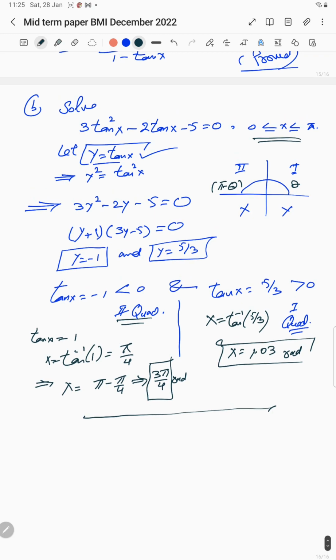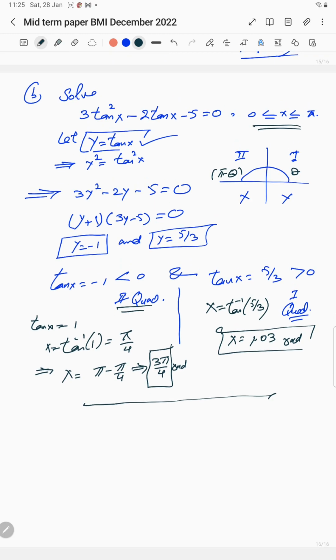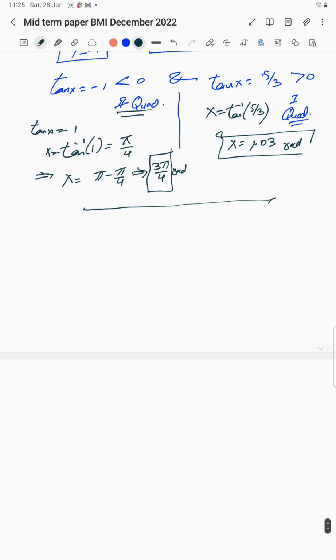The final question is about, yes, here I'm going to start it. The question number 11. It was again about the function. Find the domain of this: square root of 2x square minus x minus 3.